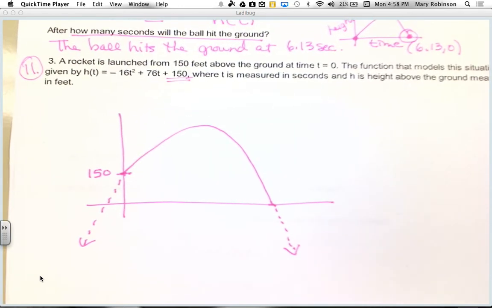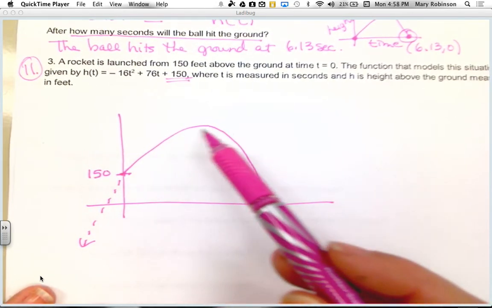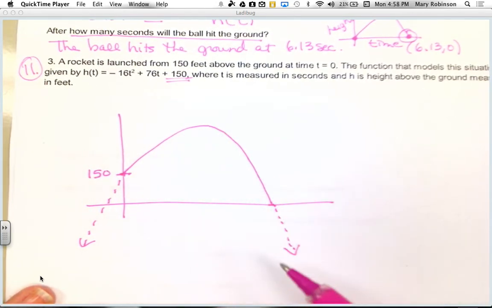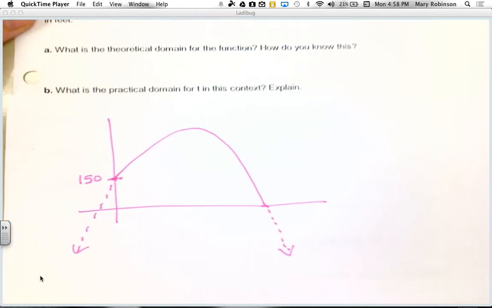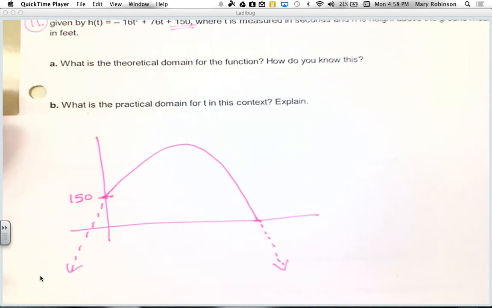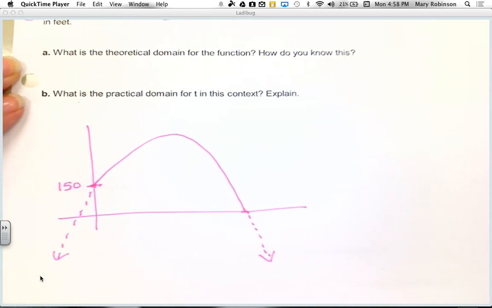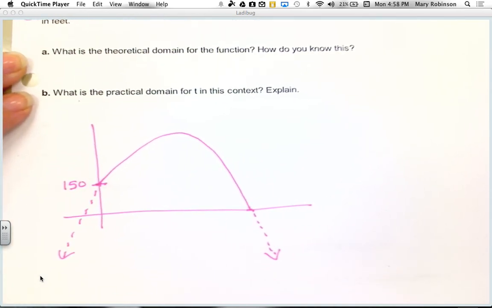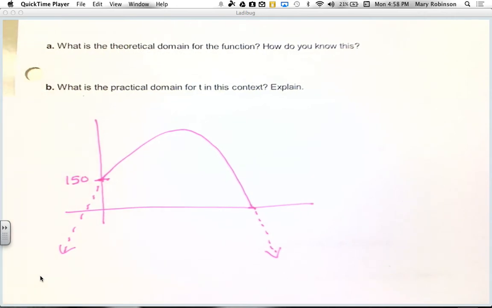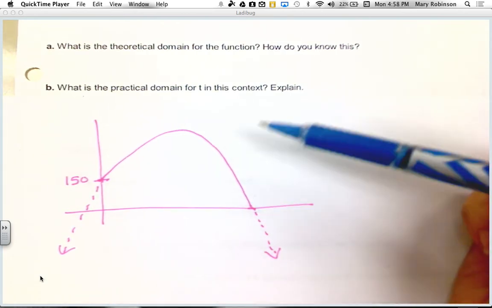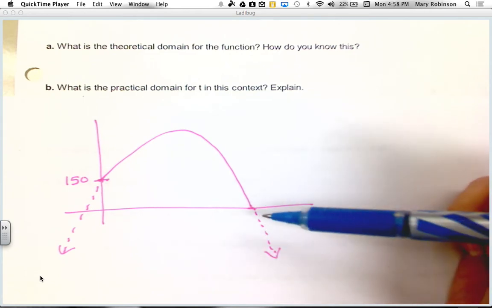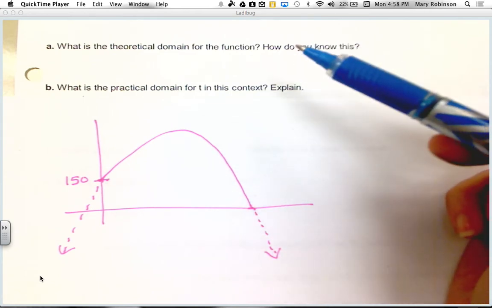We've got 150. We know it goes up, and then changes direction and comes back down. So you're going to be asked a lot of different questions. And the first thing I ask you is to define the theoretical and the practical domain. So let's talk about what that means. The practical domain is the domain that makes sense. It's practical. So in order to determine that, we first need to know some values. But we are going to end up comparing that to our theoretical.